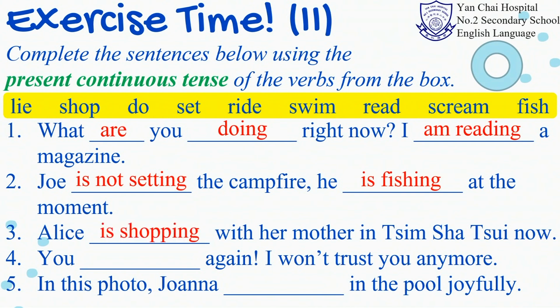Number 3. Alice is shopping with her mother in Chimsache now. Number 4. You are lying again. I won't trust you anymore. Number 5. In this photo, Joanna is swimming in the pool joyfully.